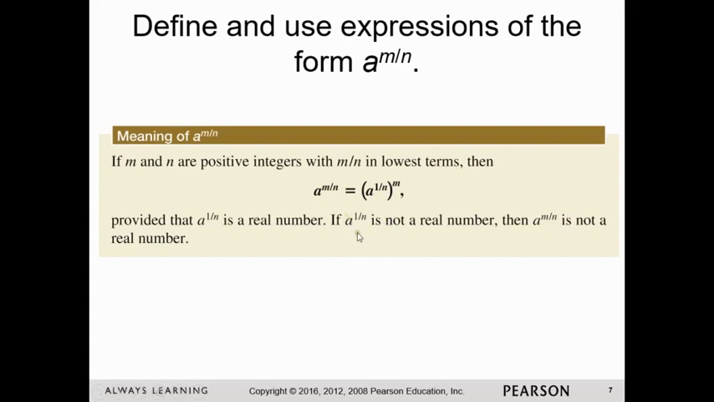And by the way, if, for example, a to the 1/nth is not a real number, then a to the m/nth is not a real number either. And remember, the way that a to the 1 over n would not be a real number is if we were taking the even root of a negative number a.